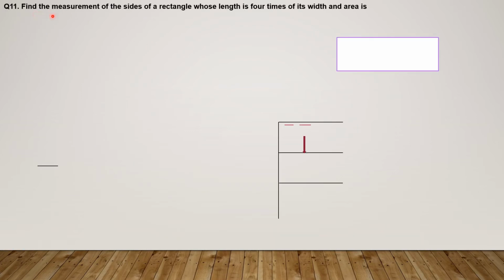Question number 11. Find measurement of sides of the rectangle. A rectangle is given to you and the question is to find the measurements of its sides. It means you have to find its length and its width.